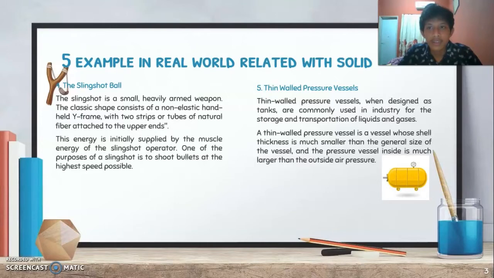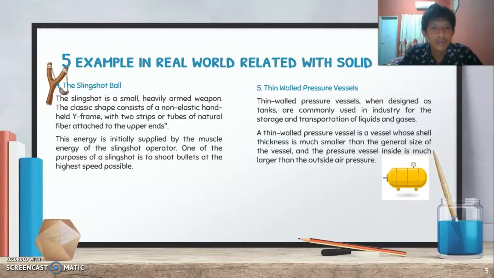The slingshot ball is a small, heavily armed weapon. The classic shape consists of a non-elastic hand held wide frame with two stripes of tube of natural fiber attached to the upper end. And the last one is thin wall pressure vessel.